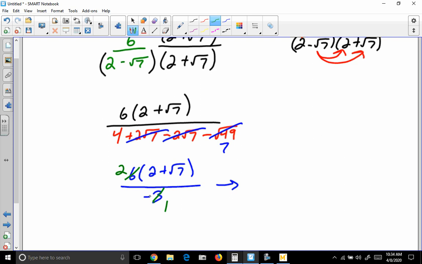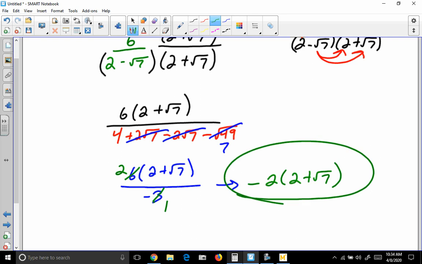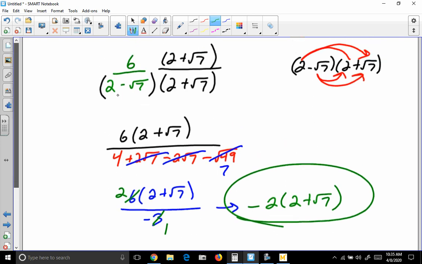And we could leave the negative on bottom, or we could put the negative out front and call this 2 times 2 plus the square root of 7 over 1. Or if it's over 1, we don't have to write the 1 on bottom. Anything divided by 1 is itself. So the key here is multiplying by the conjugate. And this will always work, that when you multiply by the conjugate, the square root on bottom will go away.